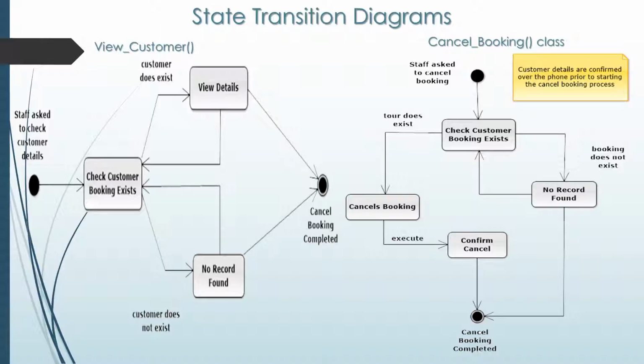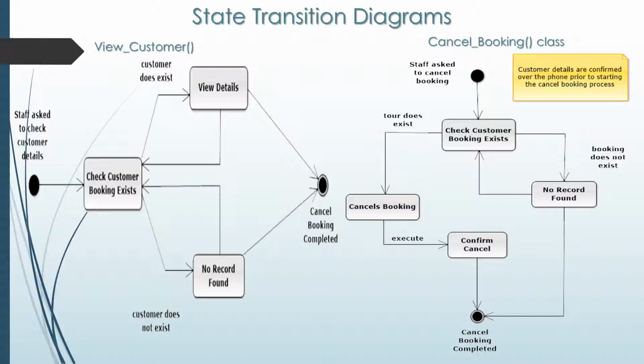Within the state transition diagrams, we are looking at the following classes of view customer and cancel booking. Both of these examples show how each of the classes act and in what state they could potentially be leading on from the previous step. This not only tells us what step it leads on from, but also what step it cannot go to from the state it may be on at that moment in time.